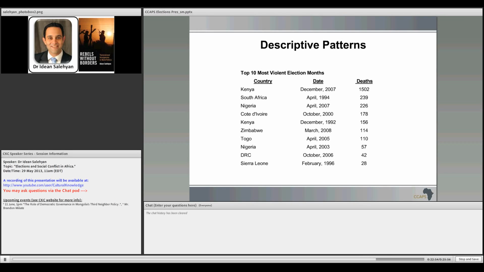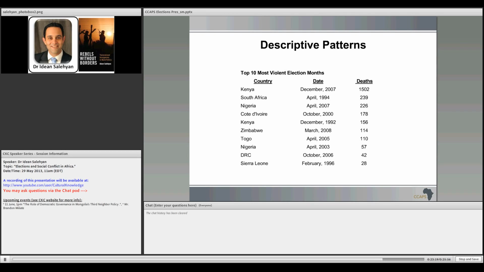These are the 10 most violent election months. Now, these only record deaths that occurred during the election month itself, so it doesn't really account for conflicts leading up to the elections. In Kenya, the 2007 elections are by far the most violent if we just look at the immediate electoral violence.